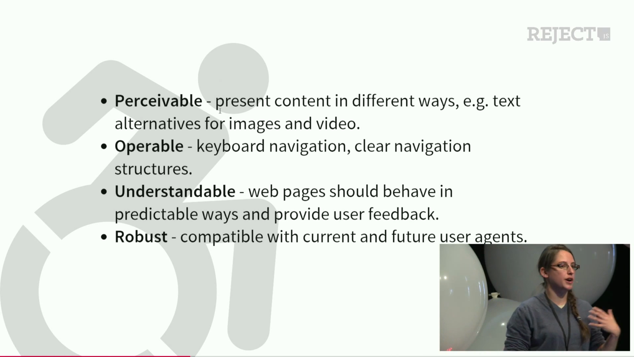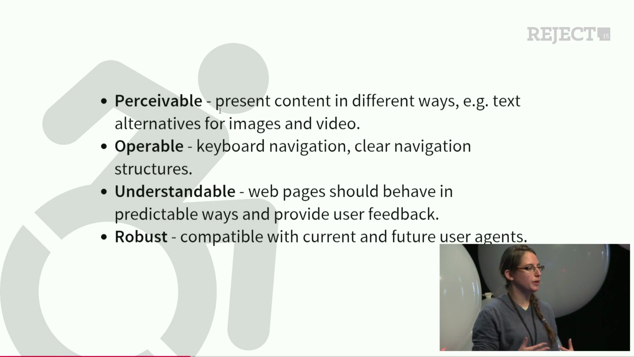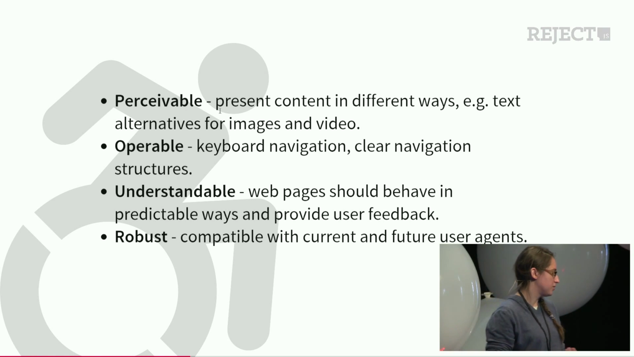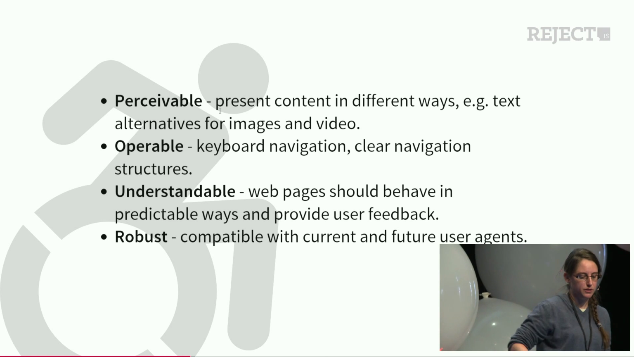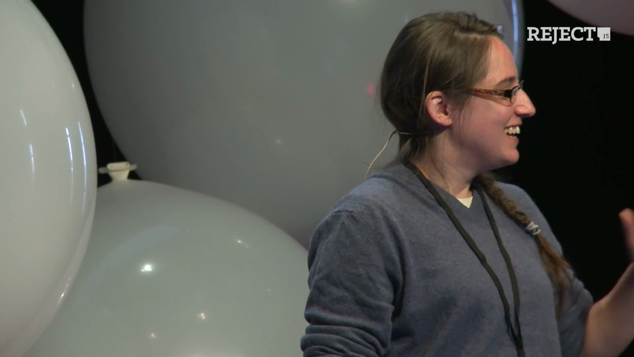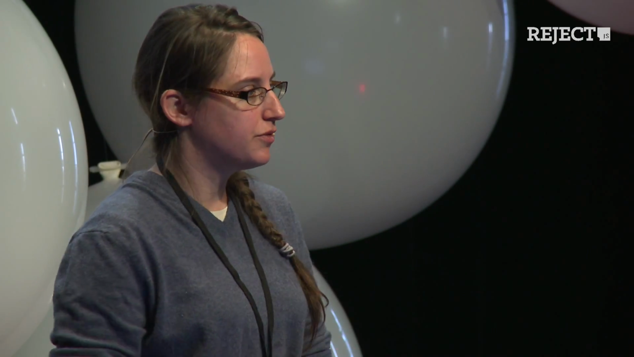Understandable. So this is about providing user feedback and conforming to design patterns that allow people to more or less know what they're doing. And robust. So this is about forward compatibility and complying with standards, which we all do anyway. So it's divided into 3 priority levels, and the WCAG guidelines basically form the basis for most legislation that's in place.